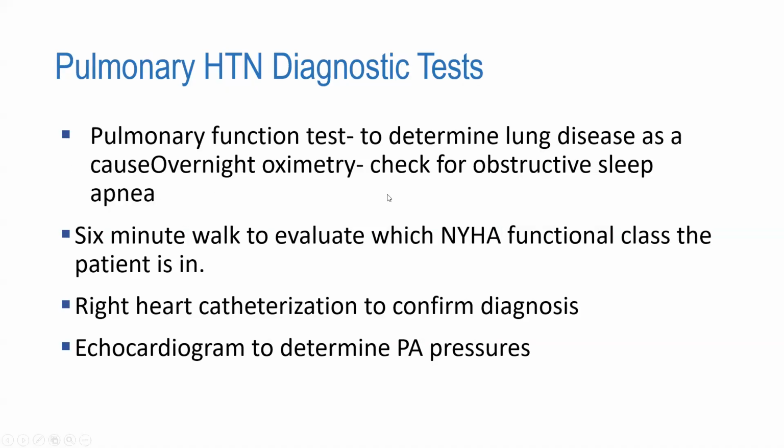Okay, so we're going to do a pulmonary function test, looking at lung disease. That might be a cause. Does the patient have OSA? We're going to actually evaluate them as they walk to help us qualify what their class is. Typically, if it has not been diagnosed after an echocardiogram, which gives you a guesstimate of your PA systolic pressure, you're going to get a right heart catheterization.